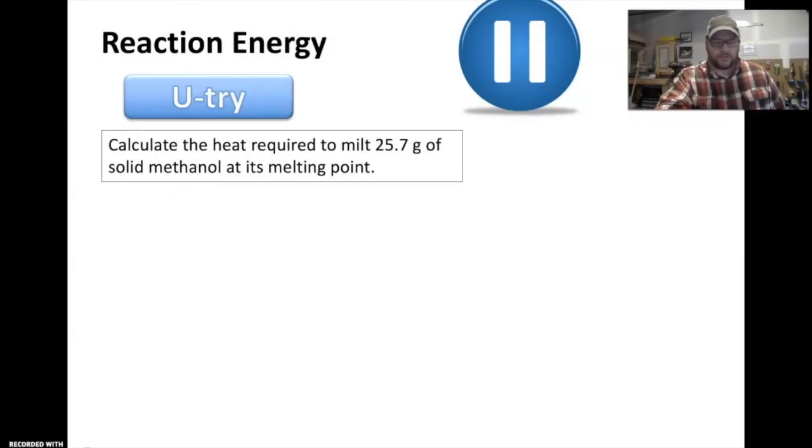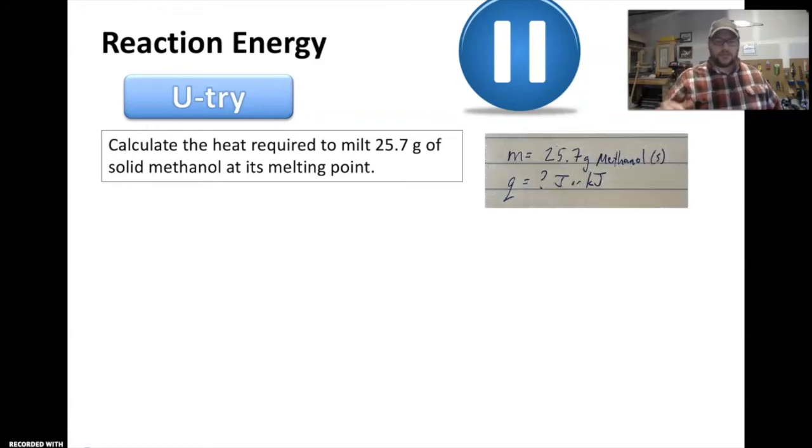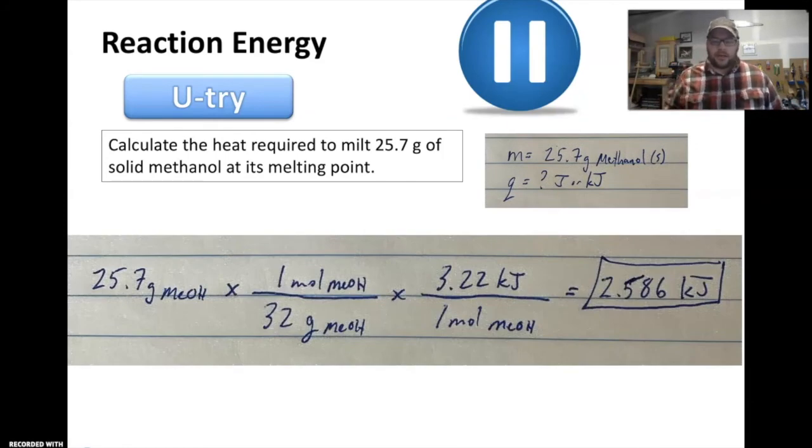And we're back with the solution. So we needed to calculate the heat required, so Q again. We were given a mass of 25.7 grams of methanol. And here I have the solution laid out all in one line. So I took my grams, divided by molar mass again to get moles. And then I take my moles and multiply by my heat required to melt. That's supposed to say melt, my apologies. So that would be heat of fusion. This is the heat of fusion for methanol that I got from the table. And we get 2.586 kilojoules.